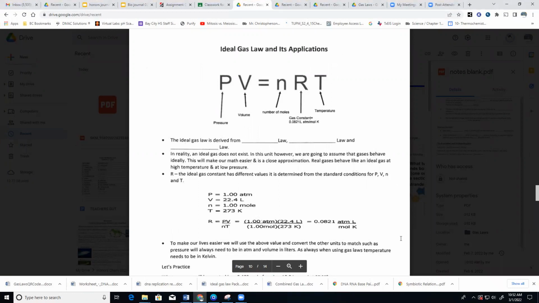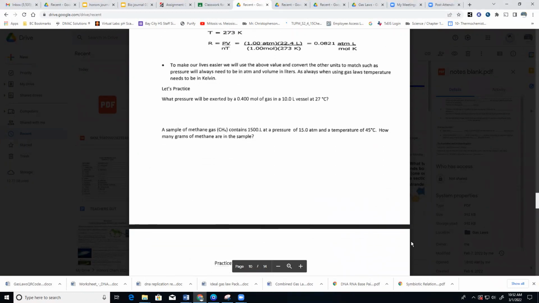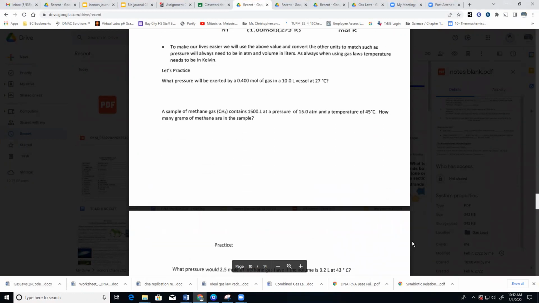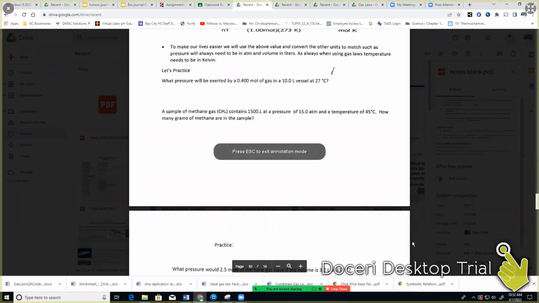All right, so let's look at some of these. I'm just going to jot down my formula. PV equals nRT. It says, what pressure will be exerted by 0.4 moles of gas? So there's my n. My pressure is going to be my unknown.